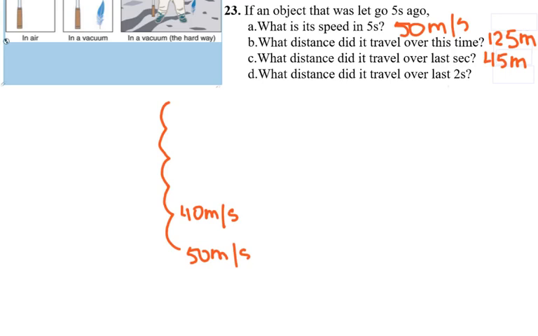What distance did it travel over the last 2 seconds? So here velocity was 30 meters per second. And I need to find the distance between these 2 seconds. So the average velocity is 40 times the time is 2 seconds. So that gives me 80 meters.